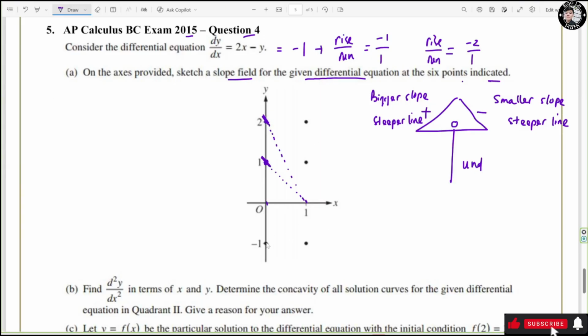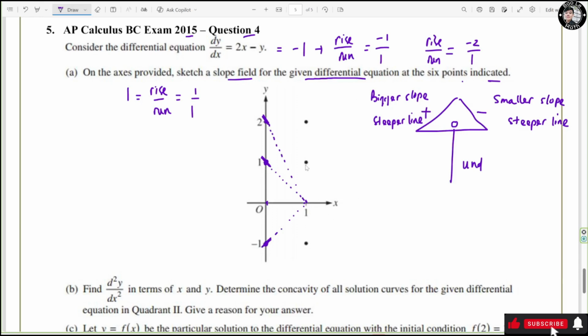Now next one, we're gonna check this one. x equals 0, y equals negative 1. So the slope right here equals 1, right? Which means rise over run equals 1 over 1, right? So you're gonna go up by 1, go to the right by 1. So you're gonna get something like this, right? So you're gonna follow this guideline, you draw the slope field like this, right?